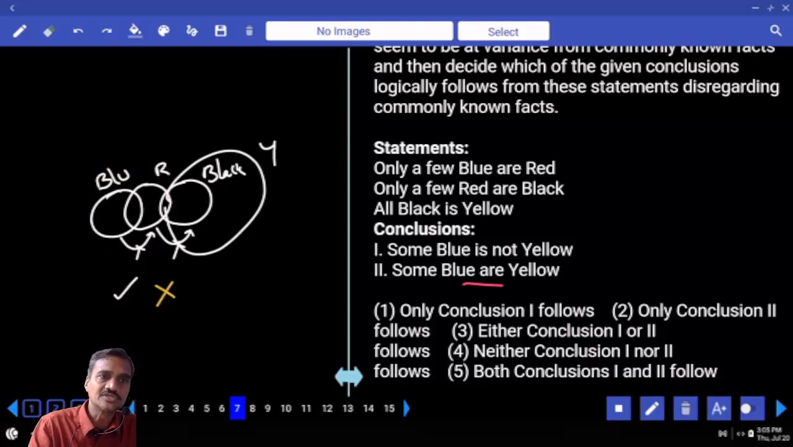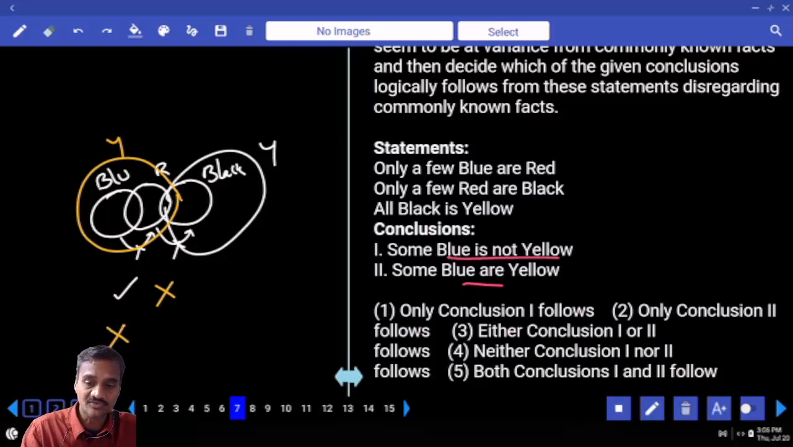And as the first one is true, and to prove this one false, then my diagram of yellow must be like this. In this one, the affirmative conclusion has become negative, has become false. Some blue is not yellow is false because I have proven all blue is yellow. And in the same diagram, now some blue are yellow has become true. Then what is your answer? When the first one is true, second is false, second is true, first is false. Either one or two, choice 3, question number 7.